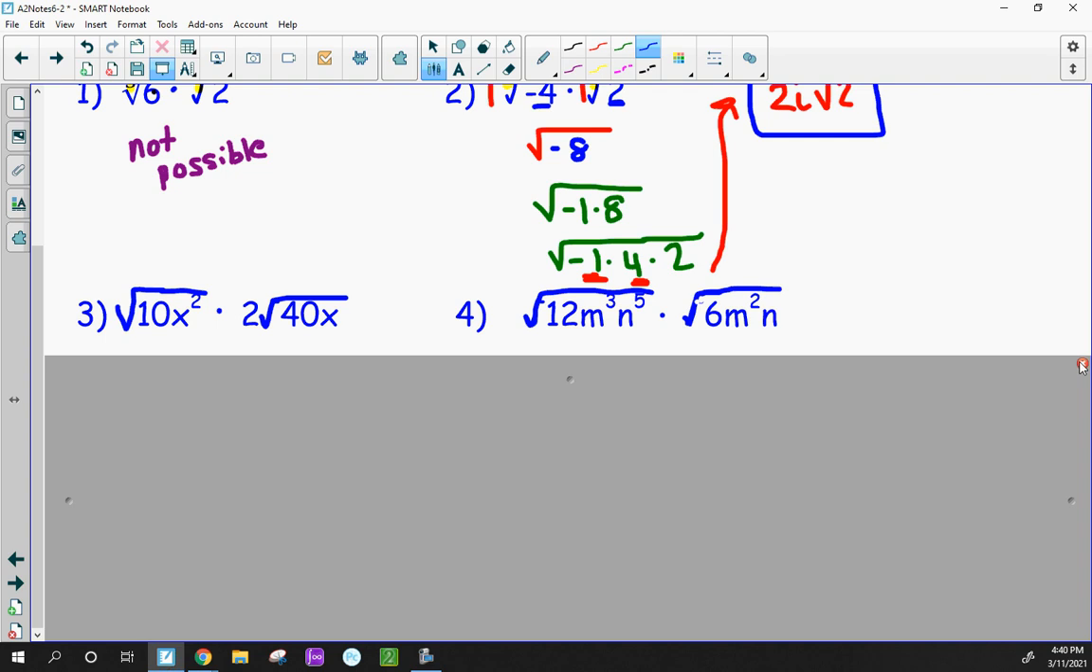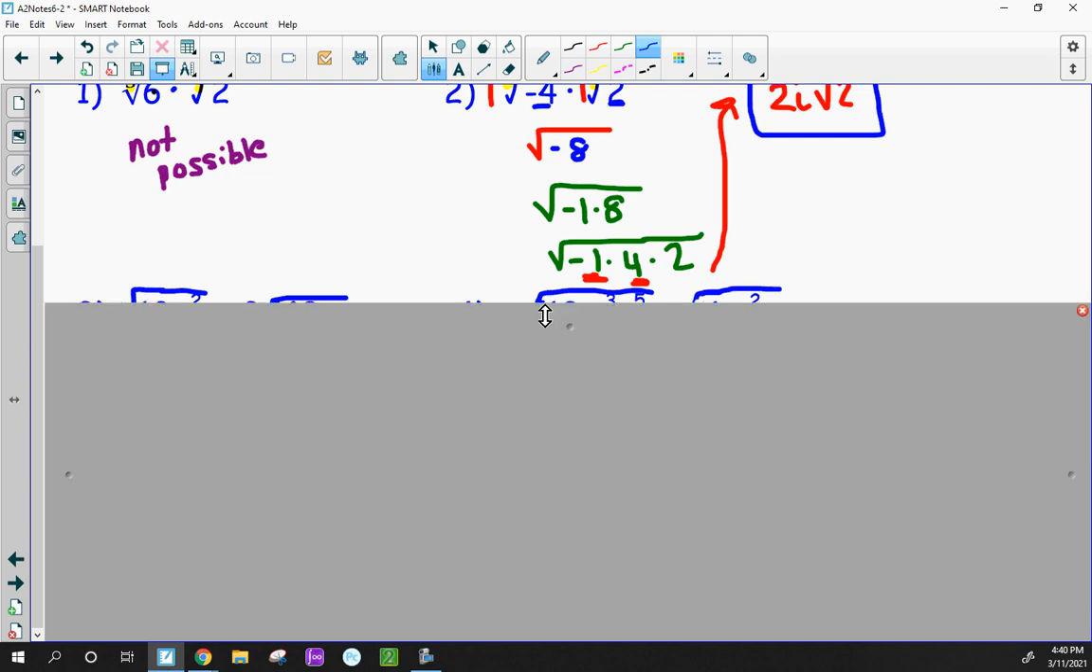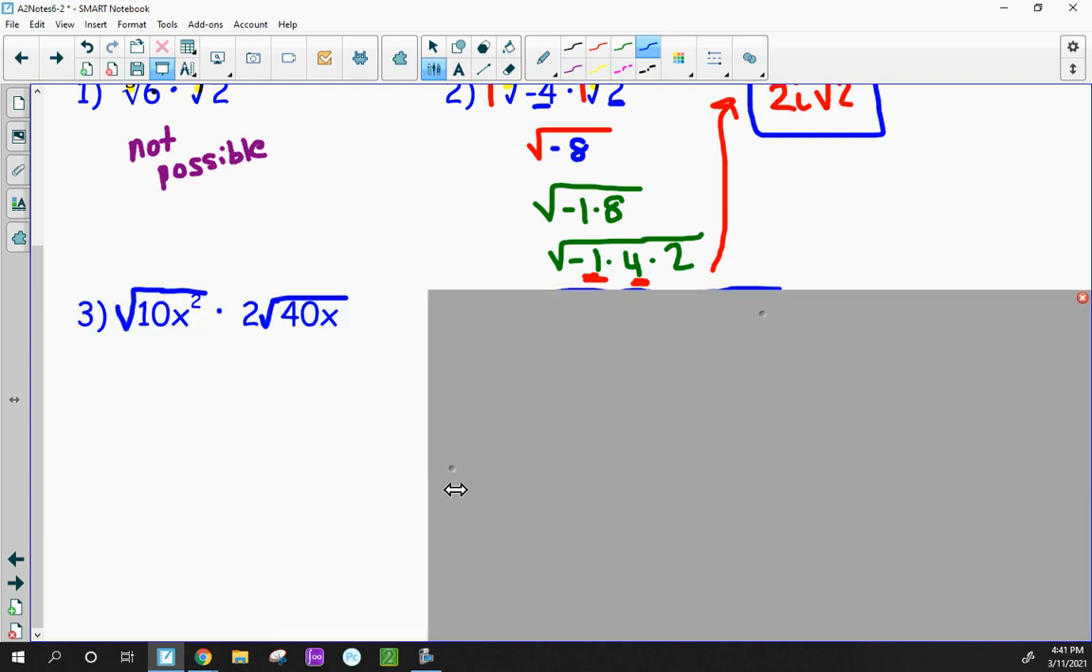All right, look at question 3. Look at the index numbers first. I see a square root, and I also see a square root here, so I can continue. I'm going to multiply my numbers together. This is a 1, and this is a 2. 1 times 2 is 2.